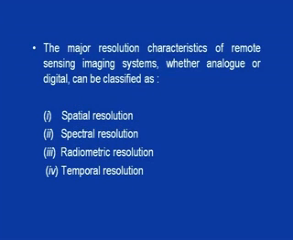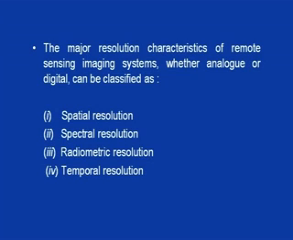The major resolution characteristics of remote sensing imaging systems, whether analog or digital, can be classified as spatial resolution, spectral resolution, radiometric resolution and temporal resolution. So, let us look at each of these resolutions one by one.